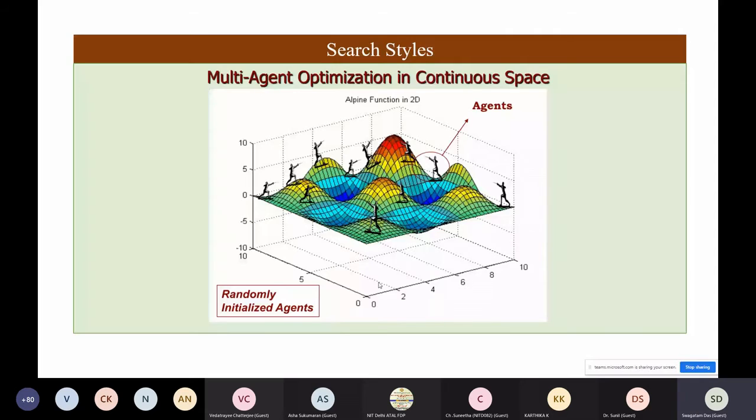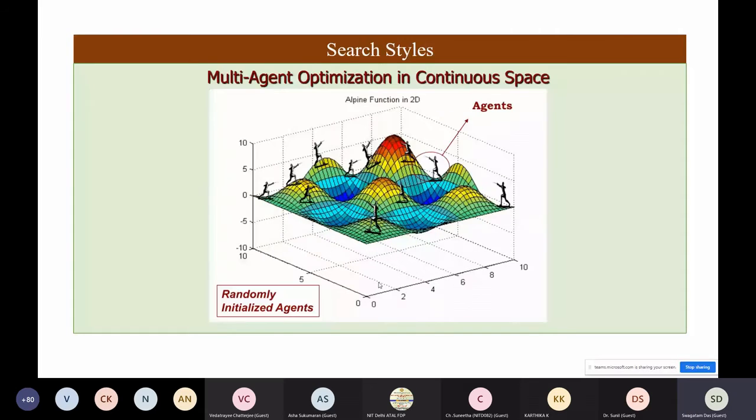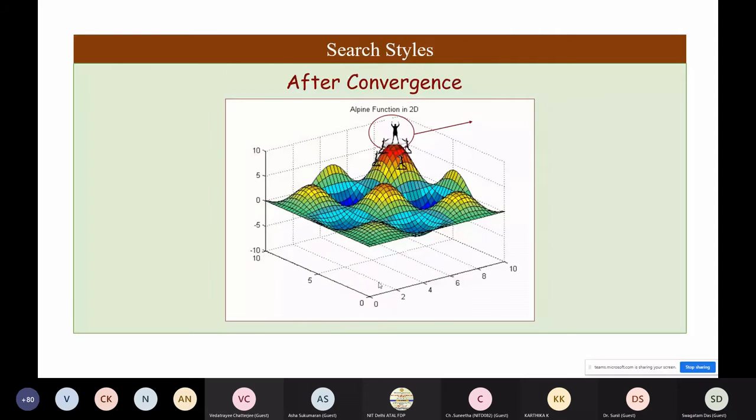And we expect that they follow certain search states and they will adjust their locations in such a manner that after some time, if this situation is achieved, then we say our algorithm has converged. So this is what should happen during the convergence. This is what usually happens during the convergence: the best solution reaches the peak and the other solutions remain scattered around the best solution.